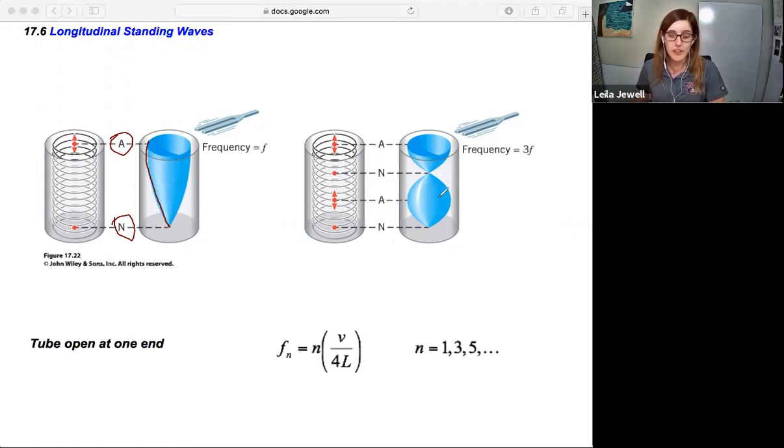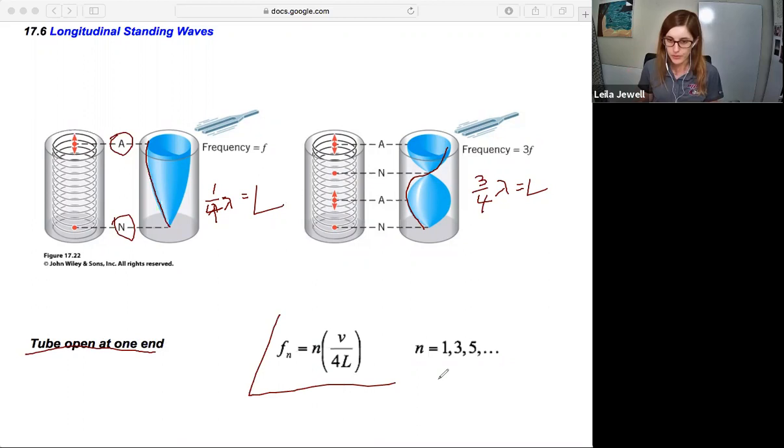And when we add another node in the middle, we don't yet have a full wavelength. We have 3/4 of a wavelength within that length, versus this is a quarter of a wavelength equals L. Oops, it should be a 4. So if we put it all together along with our speed of sound, we'd find that if the tube is open at only one end, closed at the other, the frequency is given by this similar but different equation: n times the speed of sound, divided by 4, divided by L. This is the only one that has a 4.